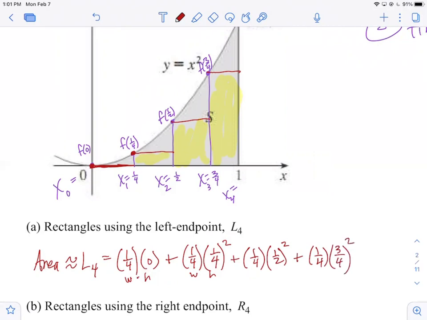Now notice I never even used the right endpoint, do I? The rightmost point of 1. Okay, but that's just width times height plus width times height. I guess I should put 0 squared here just to make it consistent. Width times height plus width times height.